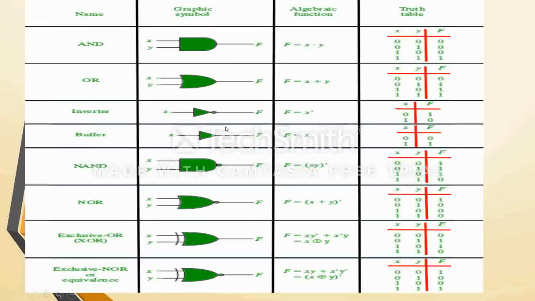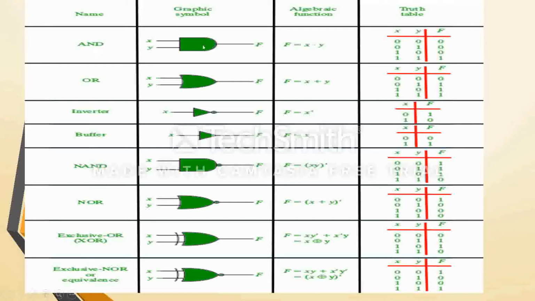Now quickly we'll have a look at the basic gates that are available in the digital systems. We have basic gates like AND gate, OR gate and inverter. These are the basic gates. Rest all are the gates; these two are universal gates and these are derived gates.